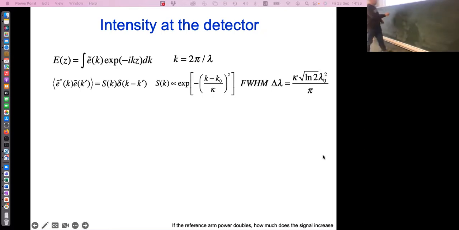So what it means is this is my source spectrum intensity, S as a function of k. Here I put k, and then I get this is my spectrum, and then this width here I can express as delta lambda, the width of my source. That delta lambda I can express in the parameter kappa of the Gaussian, square root of the logarithm of 2 times the center wavelength squared divided by pi. Okay.